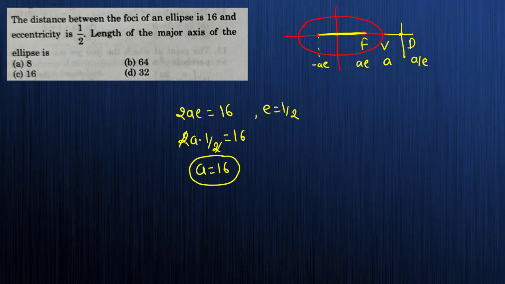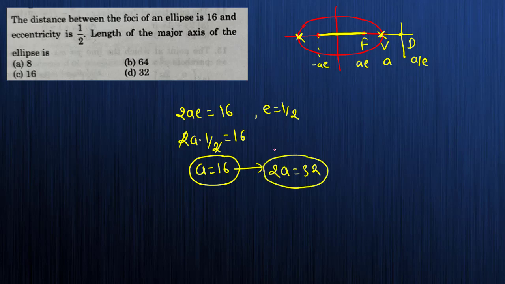They are asking for the length of the major axis. What is the major axis length? It is 2b, isn't it? Sorry, it is 2a. Sorry, the length of the major axis is 2a. So if a is 16, how much will 2a be? It is 32. Okay, it is 32.